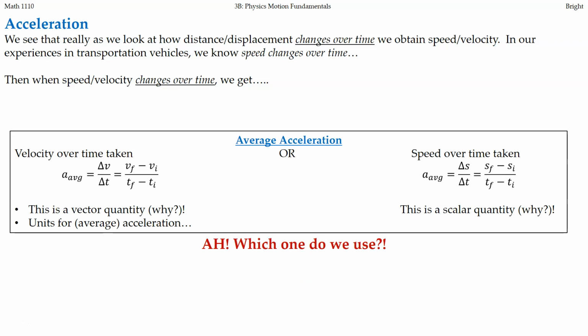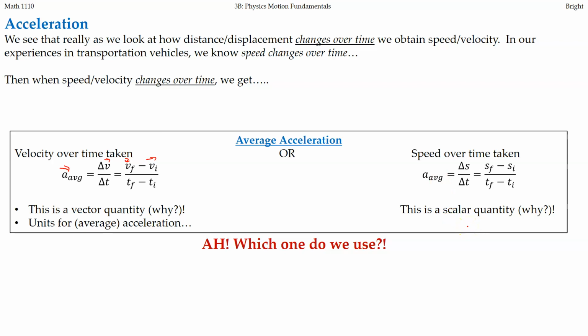So really acceleration is change in speed or change in velocity over change in time. Now, there's two different perspectives though. Change in velocity over change in time is average acceleration, and this would be a vector quantity because velocity is a vector. At the same time, if we have speed over time, we also call that acceleration, but this is a scalar quantity, so this is a magnitude only.